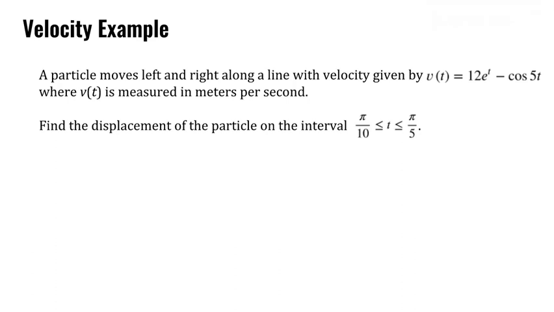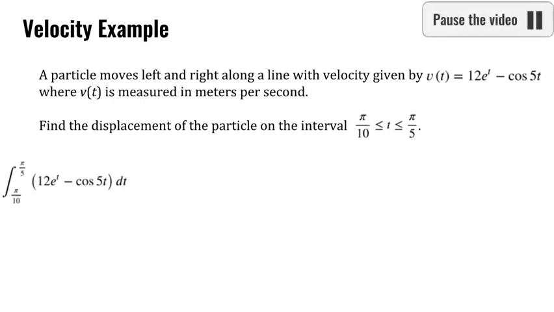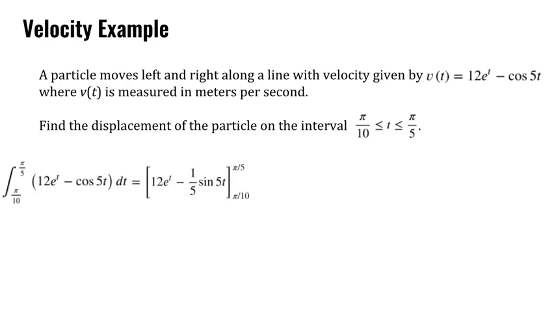If you understood this problem is solved by finding the definite integral, you are correct. Pause the video and take the time to work out the integral if you have not done so already. The antiderivative of e to the t is trivial, but the integral of cosine 5t requires that you remember the chain rule. Can you see why the 1/5 is necessary?